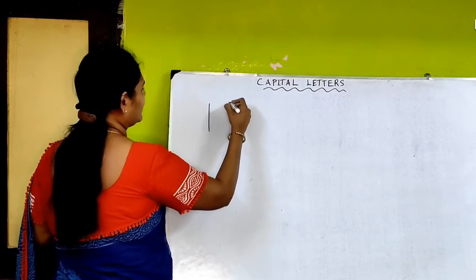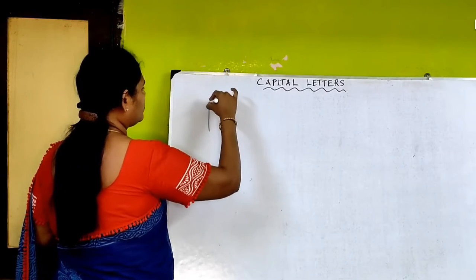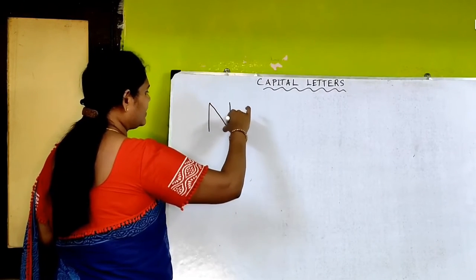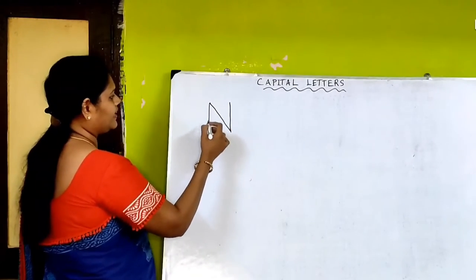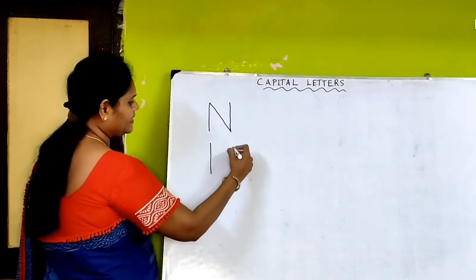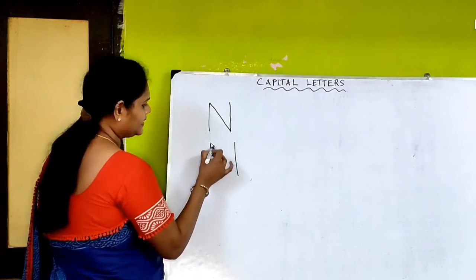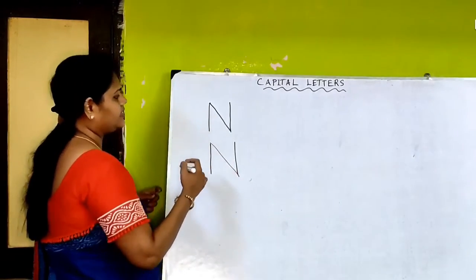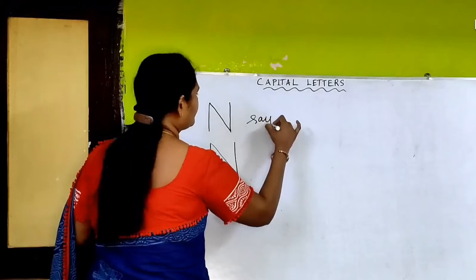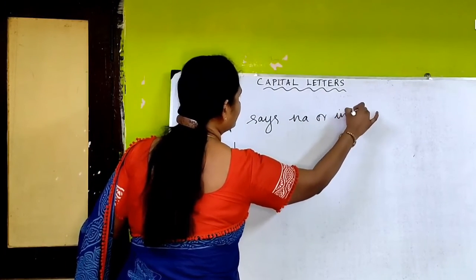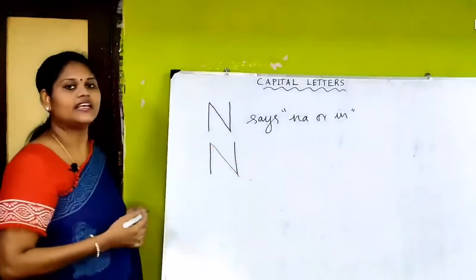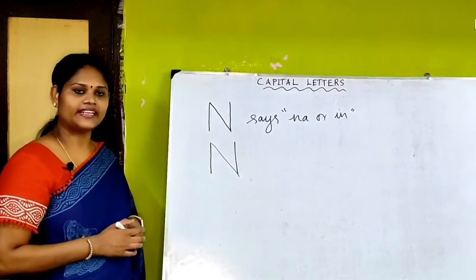Standing line. Again standing line. Now slanting line to your right. This is right side. So right. Again I repeat, standing line, slanting line to the right. N says na or in. In is the ending sound and na is the starting sound of the letter N.